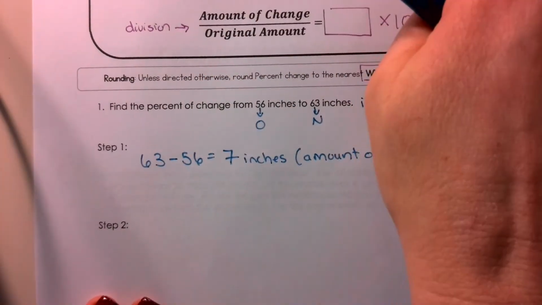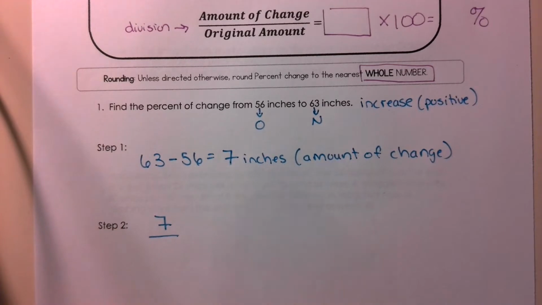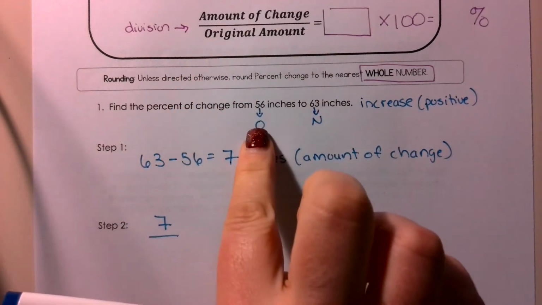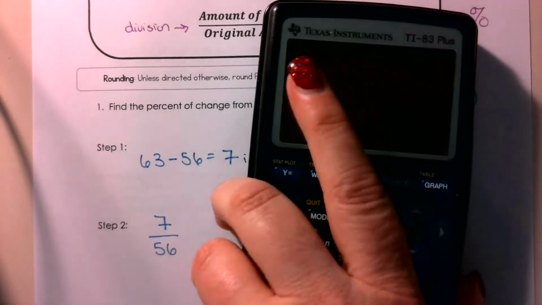Step 2 is to take the amount of change, which is 7, divide it by the original amount. The original amount was 56. So let's see what that looks like in my calculator.